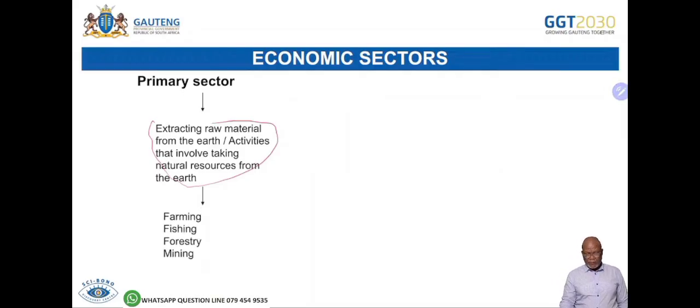And then the examples of primary sector are farming, fishing, forestry, mining. This is simply the extraction of raw material. And as you can see, this is primary sector.